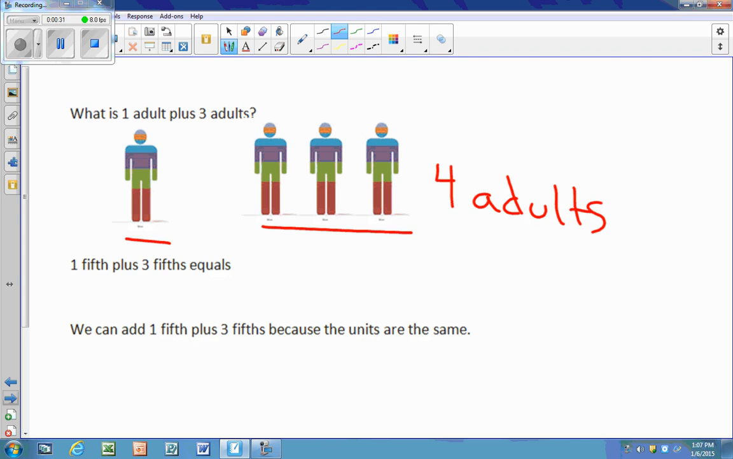So just like that, in fractions, if I had 1/5 plus 3/5, and I asked you if we can add it together, you would tell me that yes, we could add it together because they have the same unit, and the unit in this case is the denominator of fifths. So I would add and say that I have 4/5.